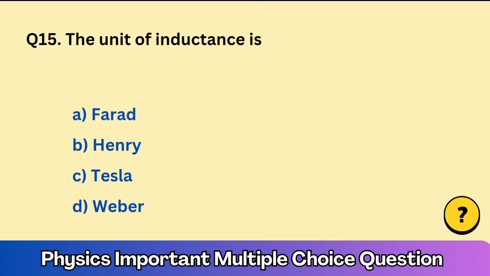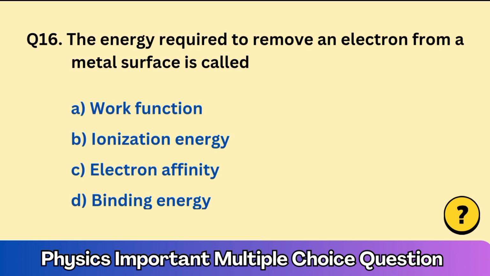Question number 15. The unit of inductance is. Right option is option B, Henry. Question number 16. The energy required to remove an electron from a metal surface is called. Right option is option A, work function.